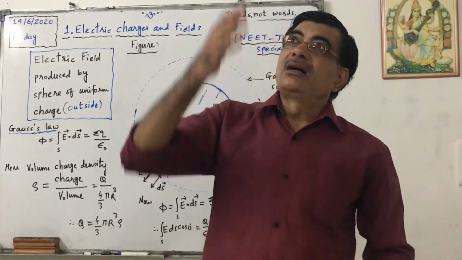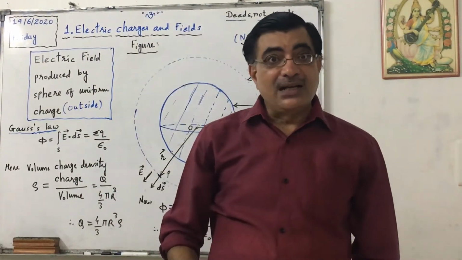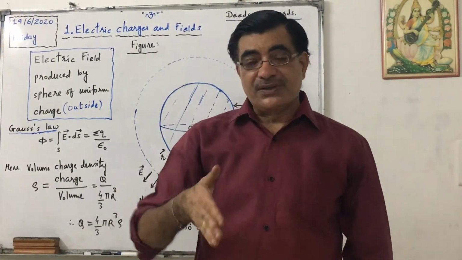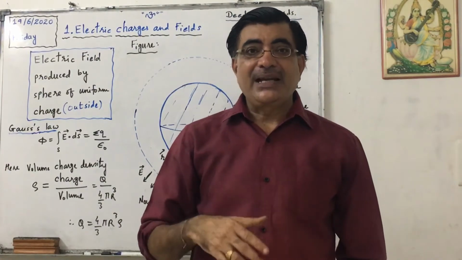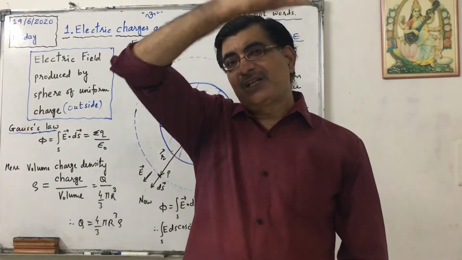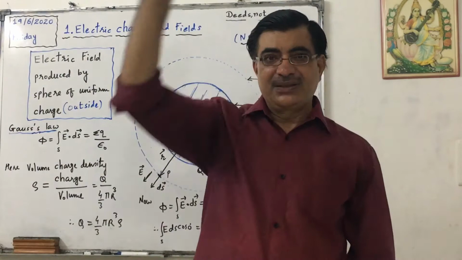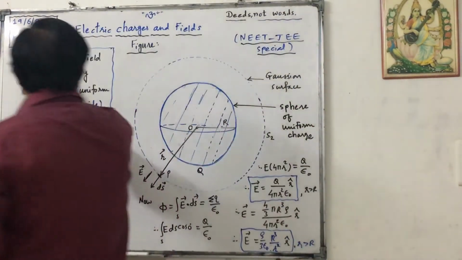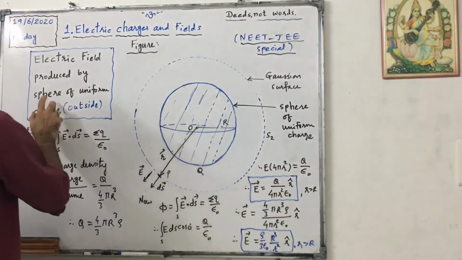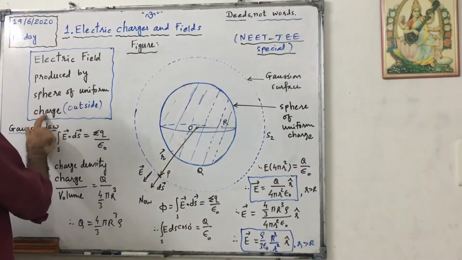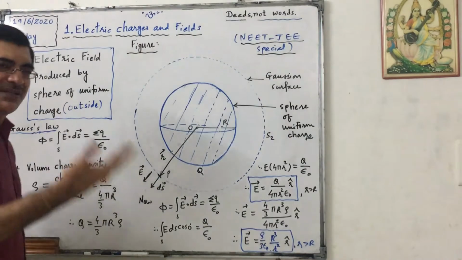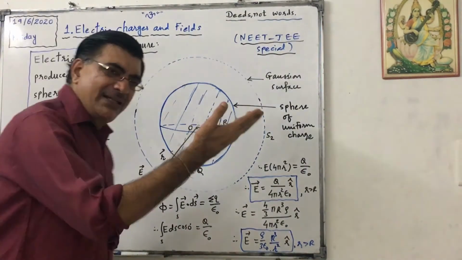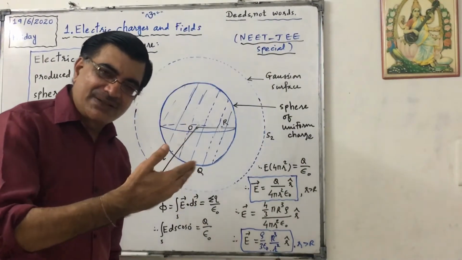Then a plane of infinite area and the electric field produced due to it. The plane was uniformly charged. And then the shell, the hollow sphere, that we discussed yesterday. Today we will discuss the electric field produced by a sphere of uniform charge, means uniform charge distribution. We have to consider two cases, one outside and the other inside. Here we are discussing outside.